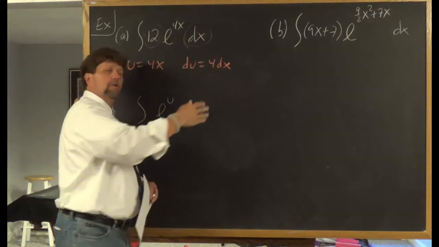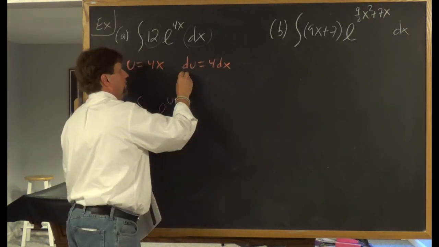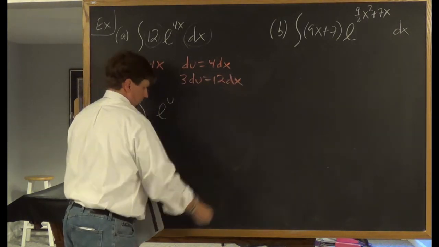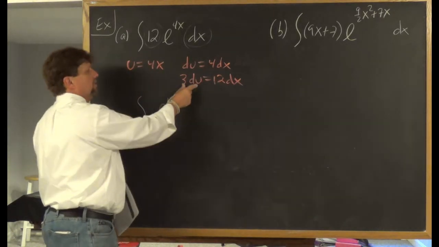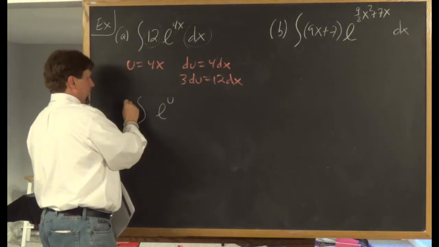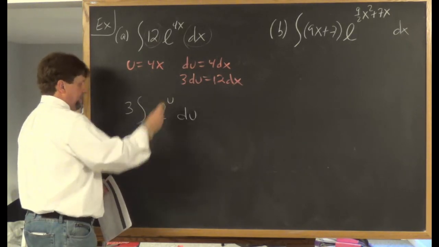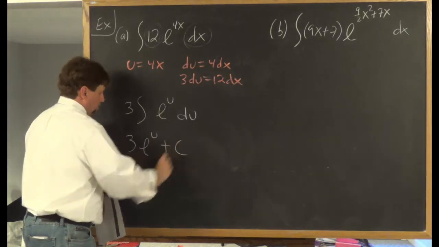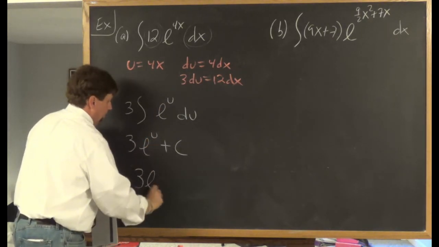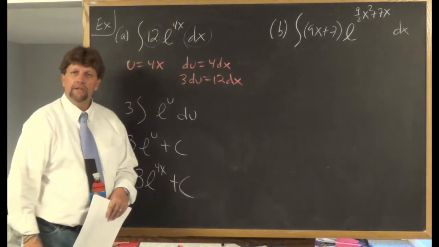du does not equal 12 dx. But if I multiply both sides by 3, 3 du is equal to 12 dx. So I'm going to substitute 3 du in for 12 dx. And you're probably guessing I'll put that 3 out front. Now it's pretty friendly. Antiderivative of e to the u is e to the u. Resubstitute 4x for the u, so we have 3e to the 4x plus c. That's all there is to part A.